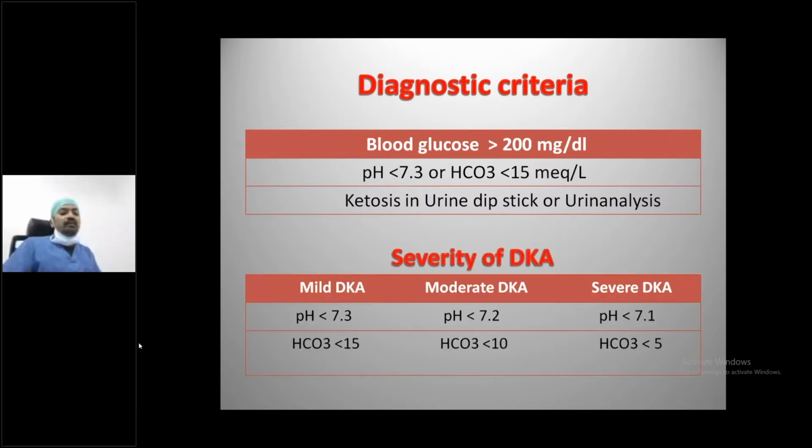DKA has been classified into mild, moderate, and severe DKA based on pH and bicarb. pH of less than 7.3, bicarb of less than 15 is classified under mild DKA, and pH of less than 7.2, bicarb of less than 10 is classified under moderate DKA. pH of less than 7.1 and bicarb of less than 5 has been classified under severe DKA.